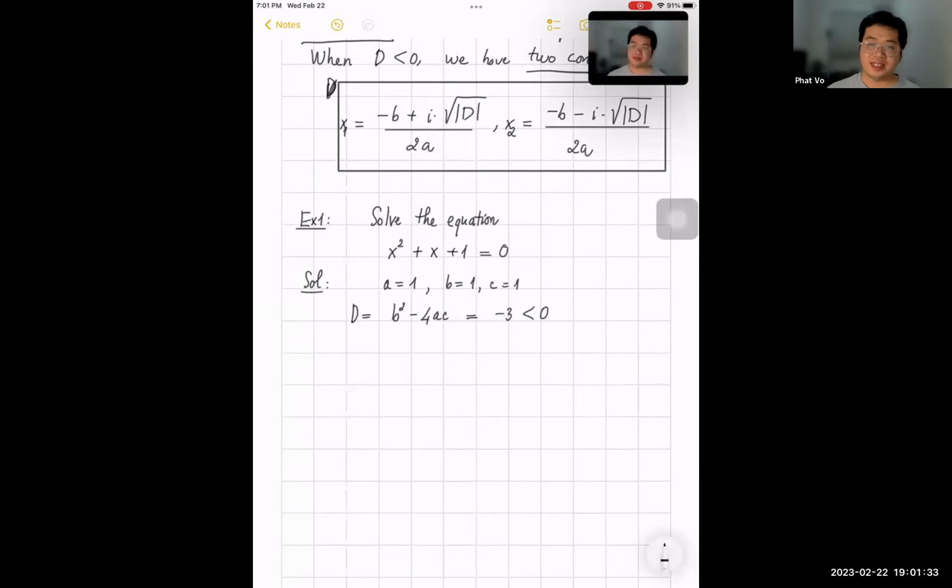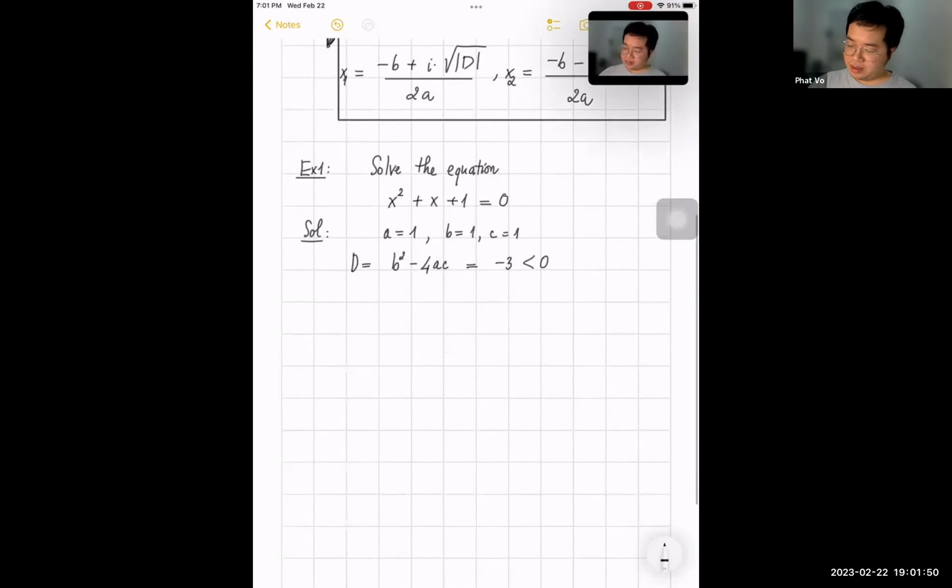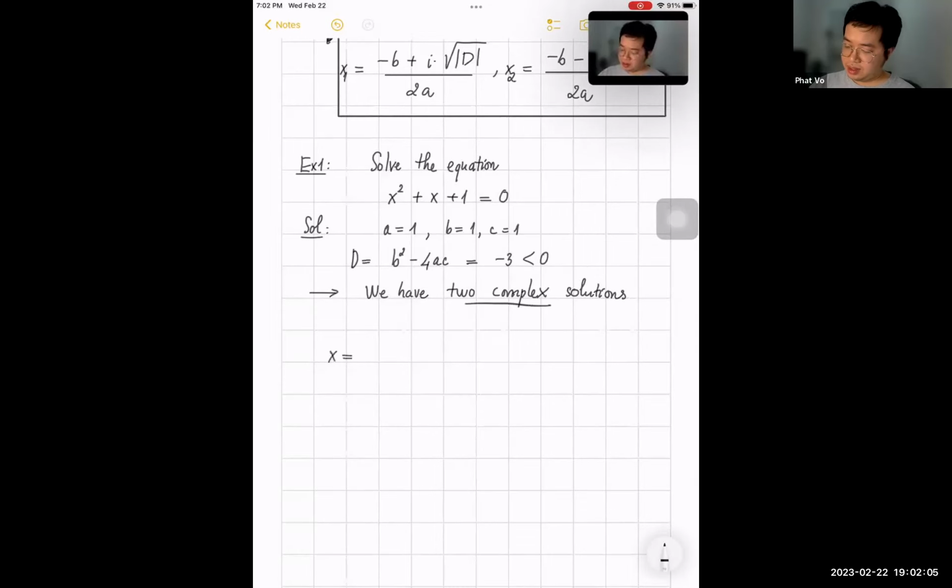In the previous class, if D is negative, that is, D is less than 0, we saw that there is no real solution. But in this case, we have two complex solutions. The complex is different from the real. So we imply that we have two complex solutions. The first one is -b minus i times the square root of the absolute value of D over 2a.